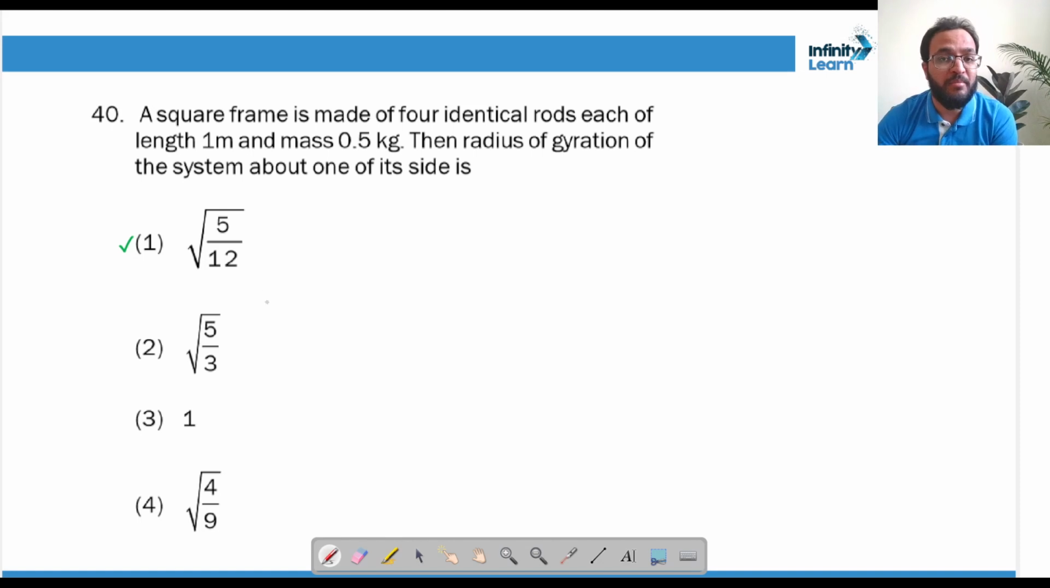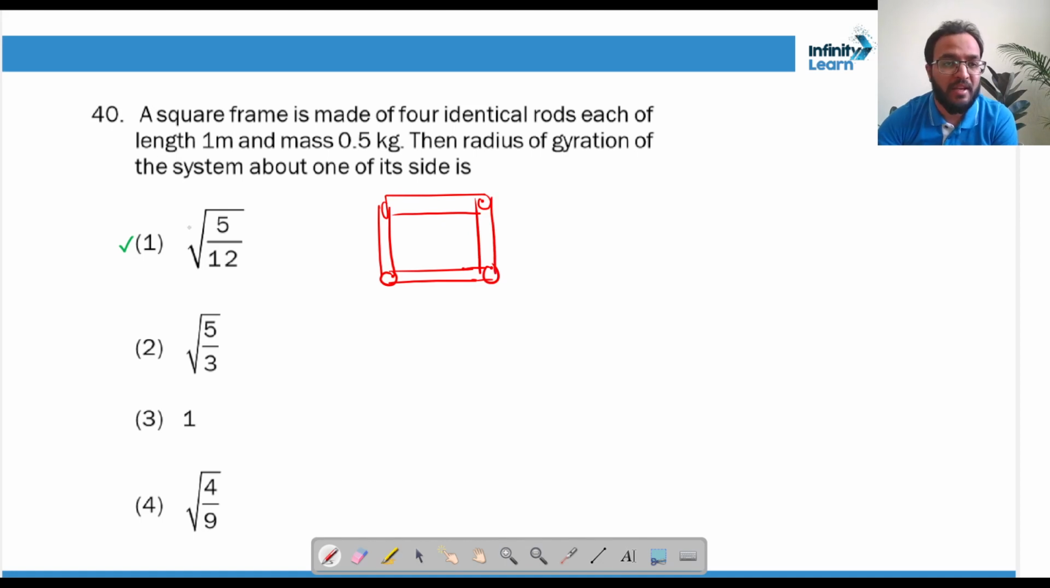Now, a square frame is made up of four identical rods, each of length 1 meter and mass 0.5 kg. Find the radius of gyration of the system about one of its sides. This is a very interesting question. This is one rod. This is another rod. This is another rod. This is another rod. Where is your axis? You will say, sir, this is my axis of rotation. Let's say this is rod number 1, rod number 2, rod number 3, rod number 4.